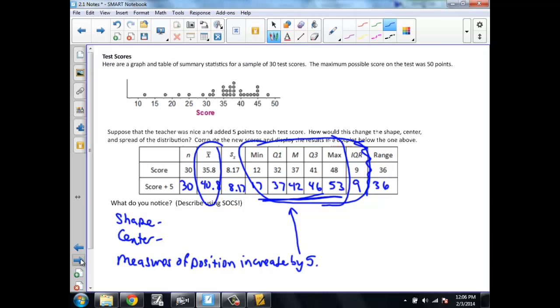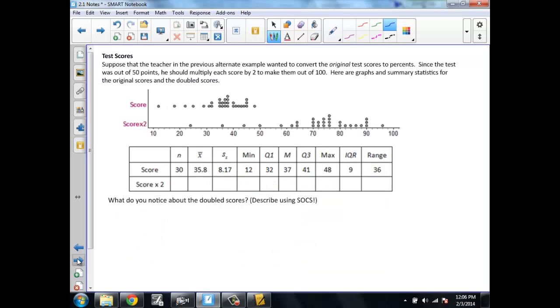Look at the next one. When we multiply or divide, you can fill in those boxes which ones change. Suppose the teacher in the previous example wanted to convert the original test scores to percents. Since the test was out of 50 points, he should multiply each score by 2 to make them out of 100. Here are graphs and summary statistics for the original scores and the doubled scores. So when we multiply by 2, is it going to change my count? No, but all the rest of these it's going to impact. So you can multiply all those by 2, get your new set of numbers.